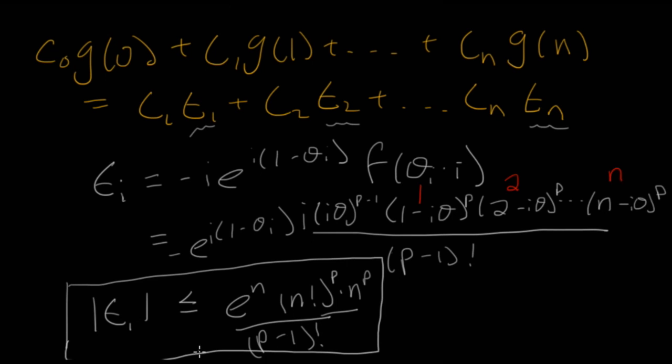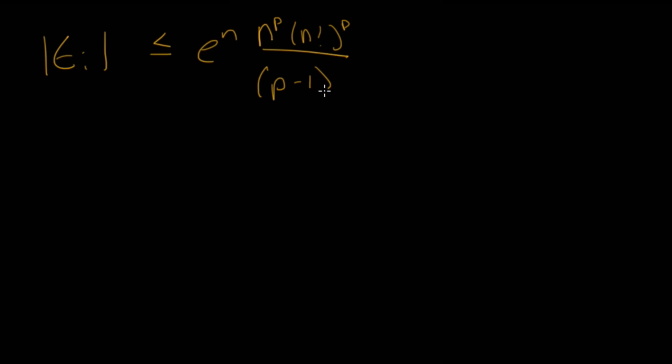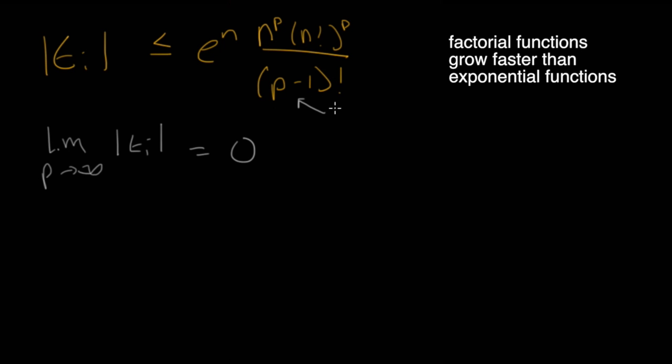So now we will examine this definition of epsilon. We know that the magnitude of some value of epsilon will always be less than or equal to e to the n times n to the p and factorial p all over p minus 1. And so if we take the limit as p goes to infinity of epsilon, this is approaching 0, right? Because as p gets really, really big, the denominator is going to just shoot to infinity, and this whole thing will shoot to 0.